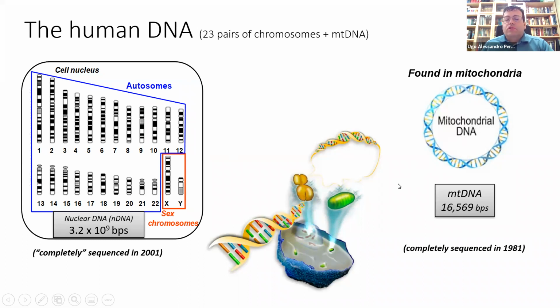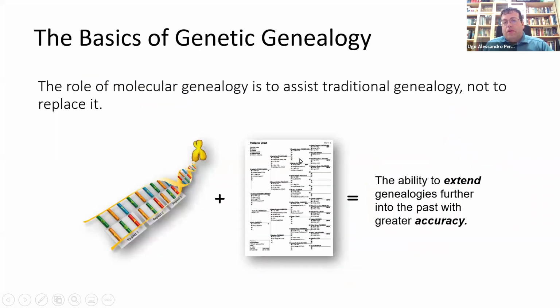I'm going to provide a couple of historical examples about Y chromosome and mitochondrial DNA today. I won't be able to talk about these things in greater detail because the presentation, I've been told, has to be very short. So we have DNA, we have traditional genealogy. We bring the two together, and we're going to have a number of advantages.